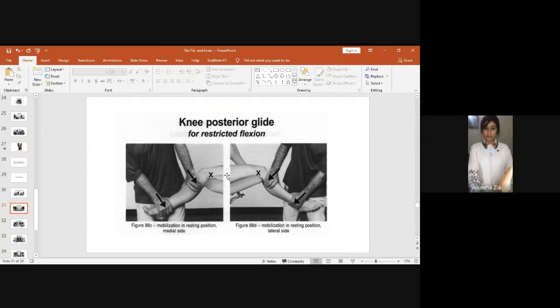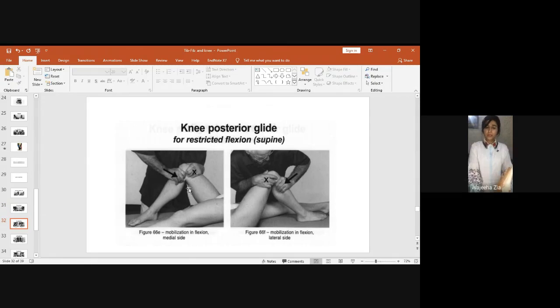Stabilize. You can see there is a small towel under the lower end of the femur, and the femur is stabilized with the couch, and the therapist is applying the posterior glide with both hands. So it will help to improve the restricted flexion. You can apply it in this position. This is better, comfortable. Simply hold the tibia with one hand and apply the posterior glide with the other hand.